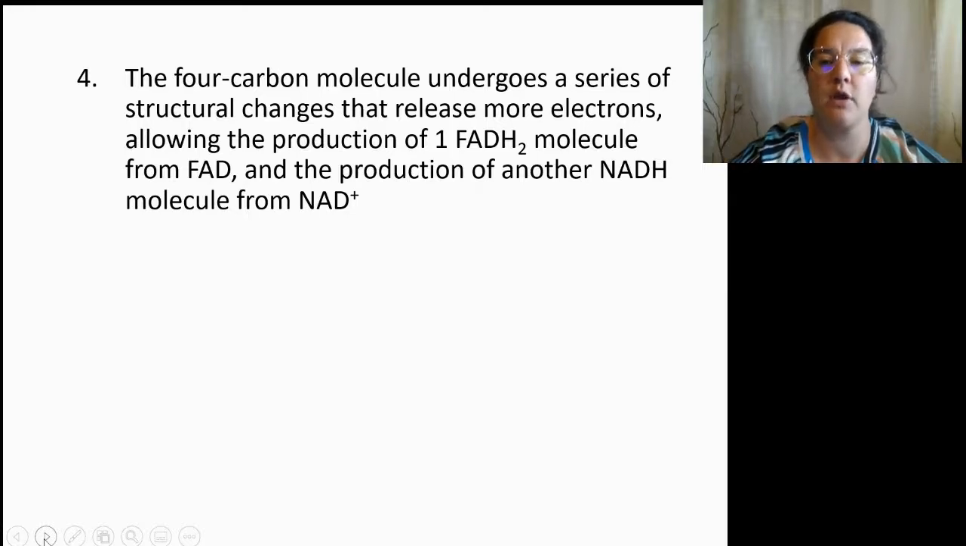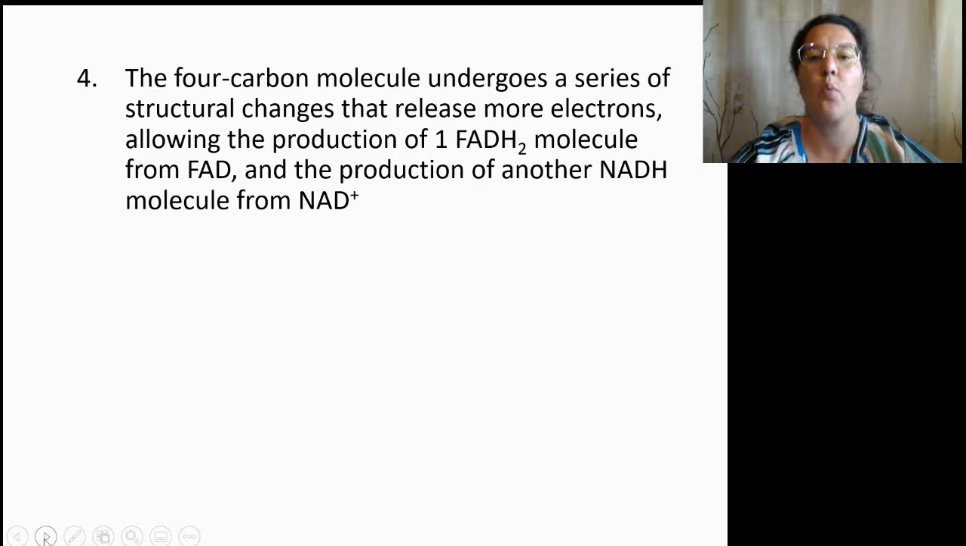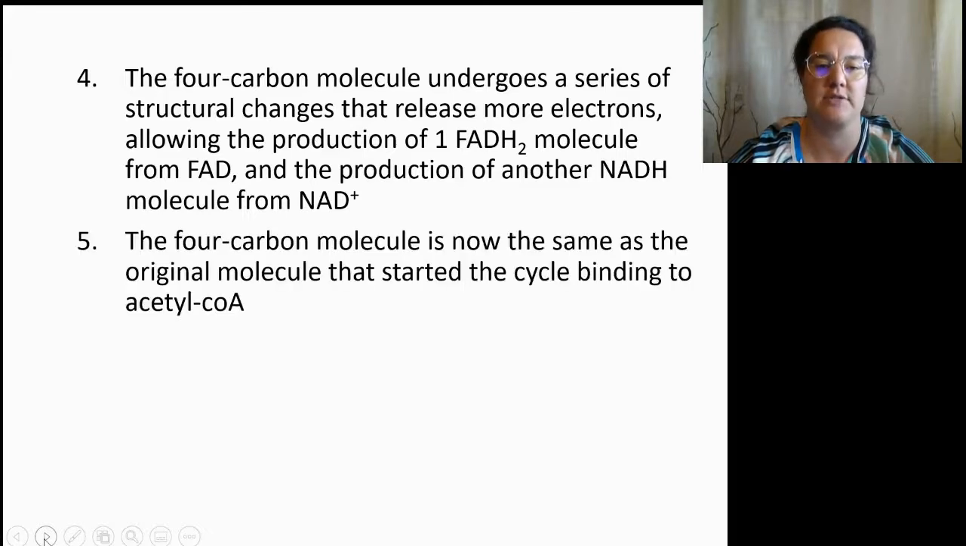That 4-carbon molecule also undergoes a series of changes to release more electrons, allowing the production of one FADH2 molecule from FAD, so 2 hydrogens have been added onto it, and the production of another NADH from NAD positive. But now the 4-carbon molecule is the same as the original molecule, and it will be recycled at the beginning of the Krebs cycle.